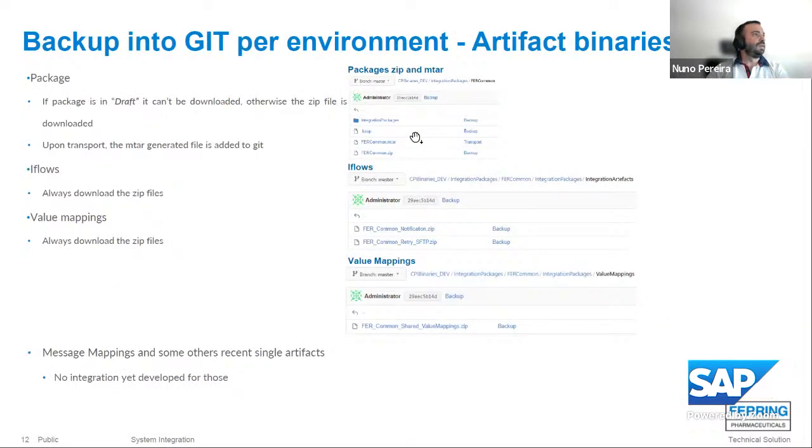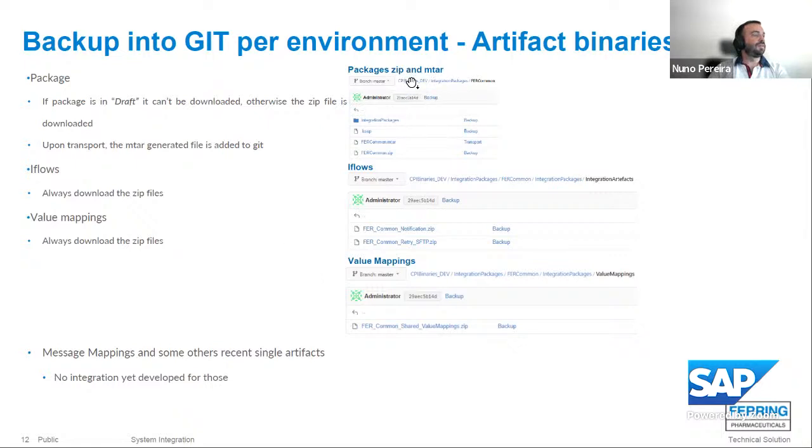In this pipeline, we try to download the package file, but if it's in draft, you cannot download it. Then you need to download the individual artifacts. At the time of development, around 2 years ago, the only artifacts available for download were iFlows and value mappings. Nowadays, we have a different story, so you can also export message mappings and many other artifacts that are now available.